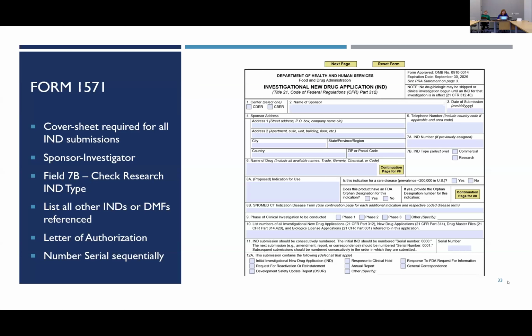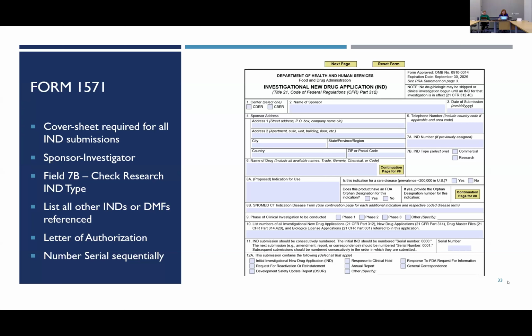And then one of the questions on here also is to list all of the other INDs or drug master files that are referenced in your application. So if you're going to cross-reference anything in the application because you're working with a drug company with a marketed product and they have an IND, you're going to list it here. That is helpful for the FDA to see upfront. And it's that letter of authorization that will be required in order for the FDA to be able to reference that IND that they already have on file. So that's something that you request from the pharmaceutical company.